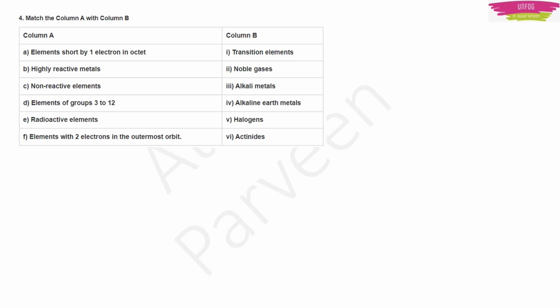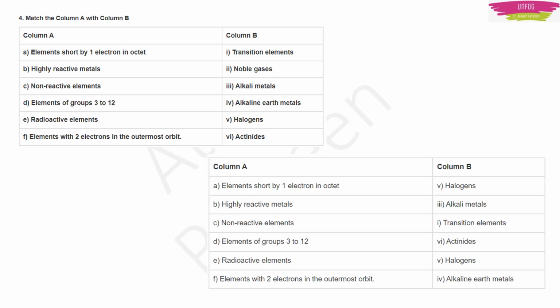In column A, they have given a few things and in column B are to match. This is based on the periodic table. First is elements short by 1 electron in octet. Which are those elements in column B that you have to say? See, elements short by 1 electron in octet are halogens. Chlorine, bromine, all those are halogens. Next, highly reactive metals are alkali metals, they are highly reactive. Then transition elements, they are non-reactive elements.